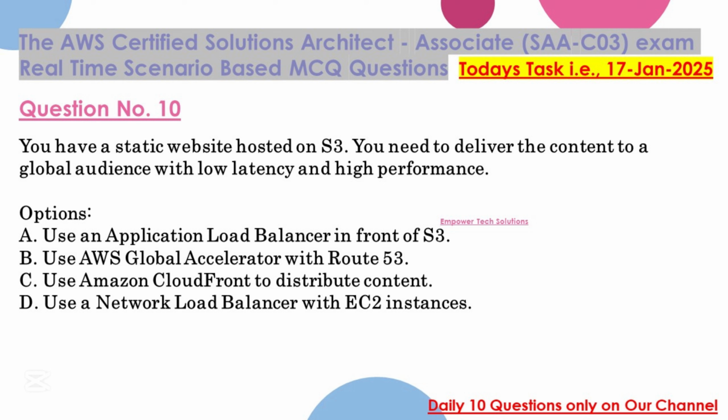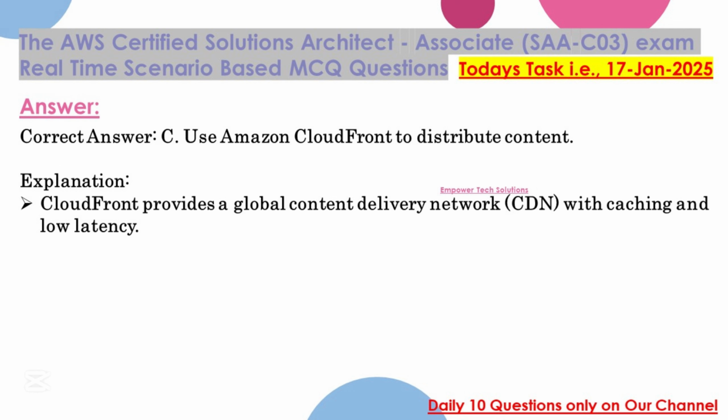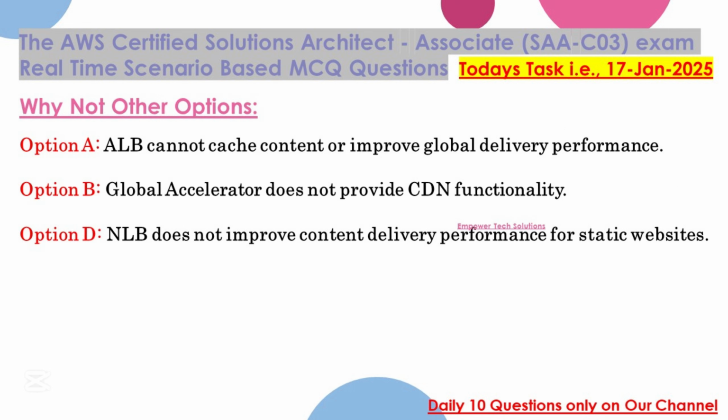C. Use Amazon CloudFront to distribute content. D. Use a network load balancer with EC2 instances. Correct answer: C. Use Amazon CloudFront to distribute content. Explanation: CloudFront provides a global content delivery network, CDN, with caching and low latency.